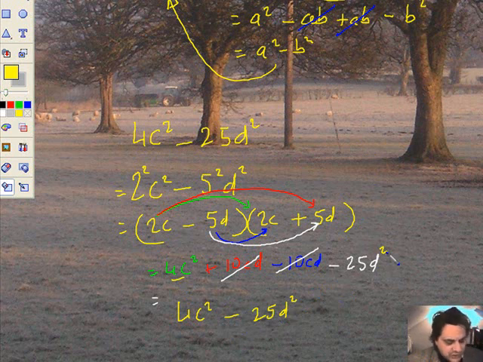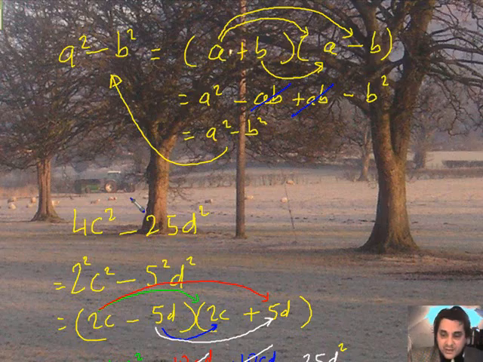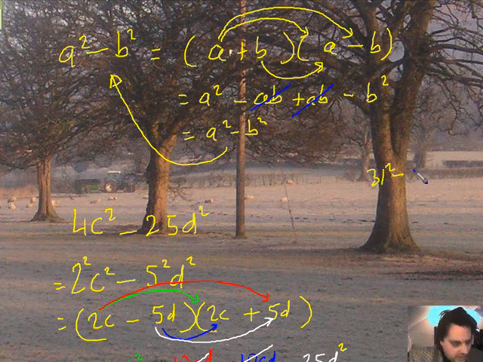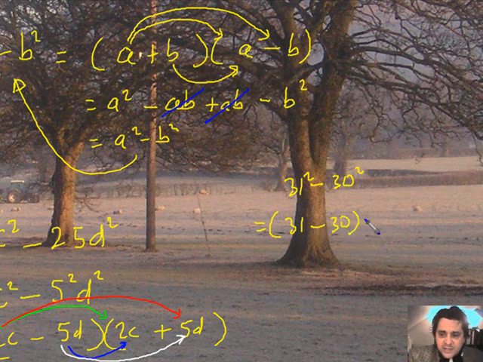It says, use your knowledge of the difference of two squares to work this out. Alright, so let's go yellow then. I've got 31 squared minus 30 squared. Please don't work out 31 times 31. It's not worth the trouble. But you know it's the difference of two squares. So it's 31 minus 30 multiplied by 31 plus 30. Right, difference of two squares.